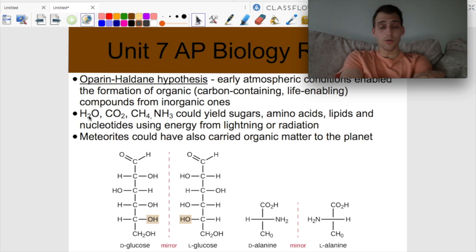That's potentially true. A secondary sidebar hypothesis is that meteorites could have also carried organic matter to the planet, because meteorites have been found to contain amino acids, which is something crazy to think about, right?